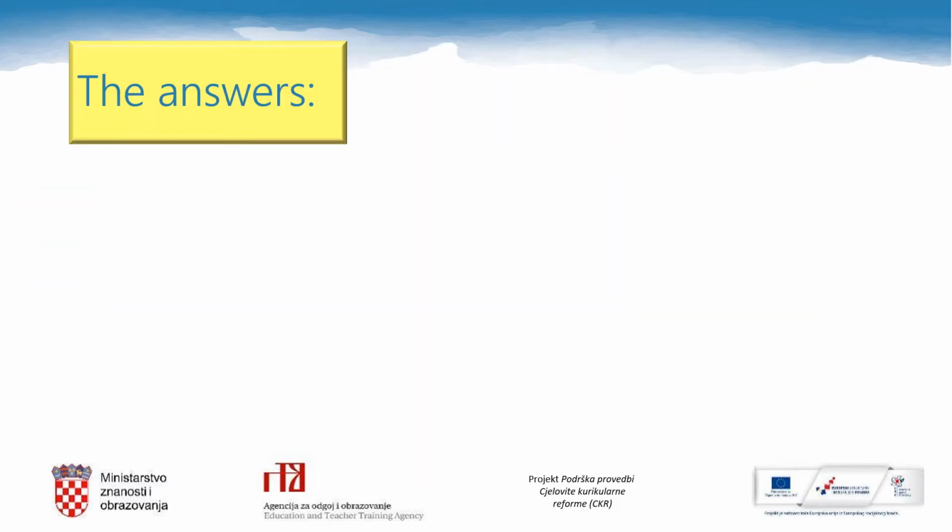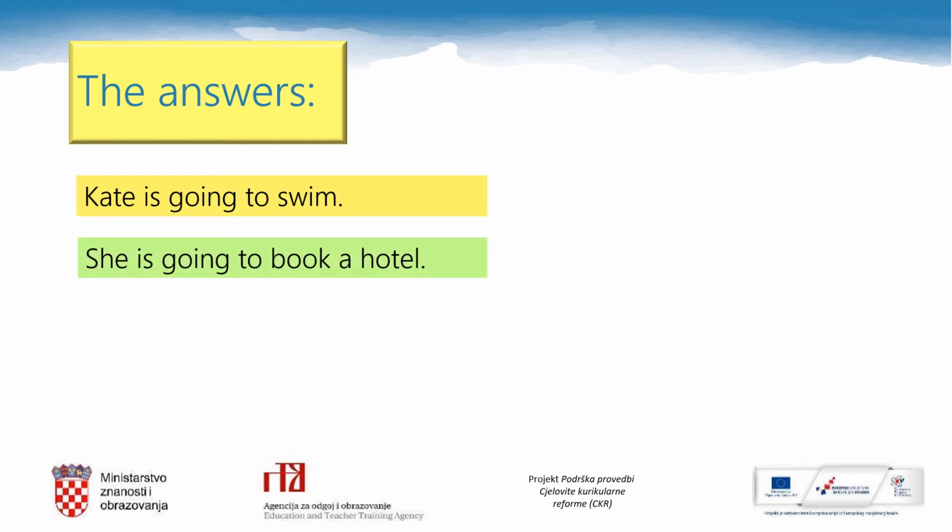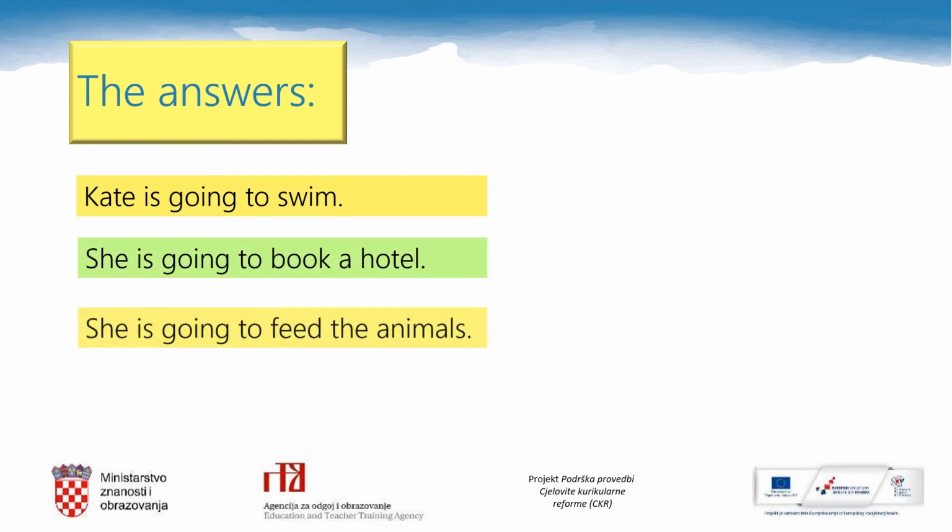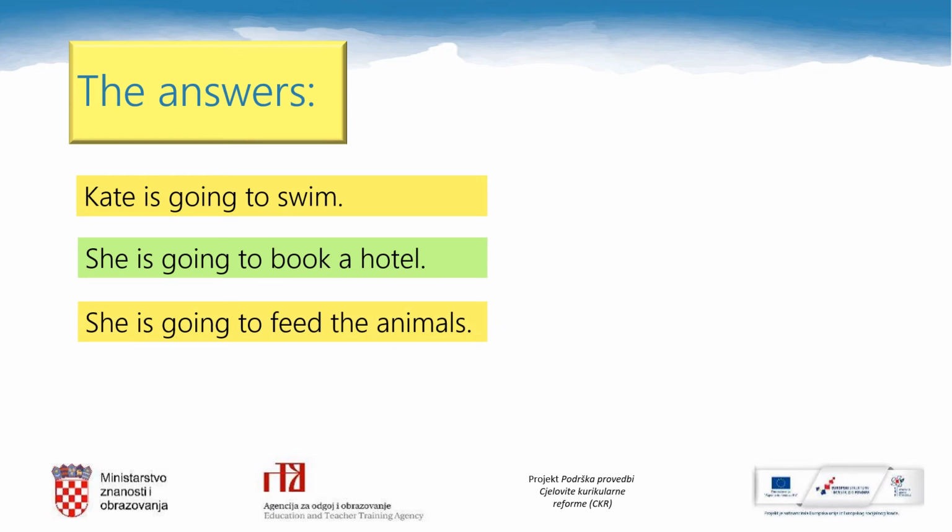The answers are: Kate is going to swim. She is going to book a hotel. She is going to feed the animals. She is going to sleep in.